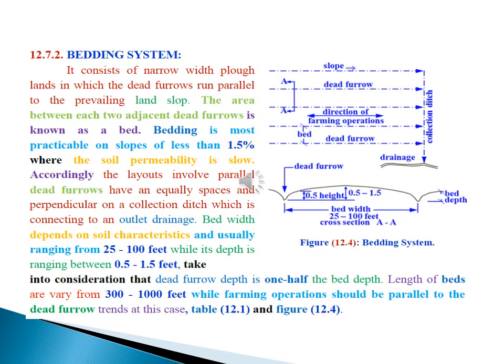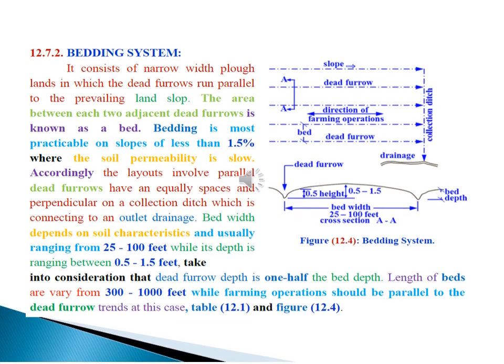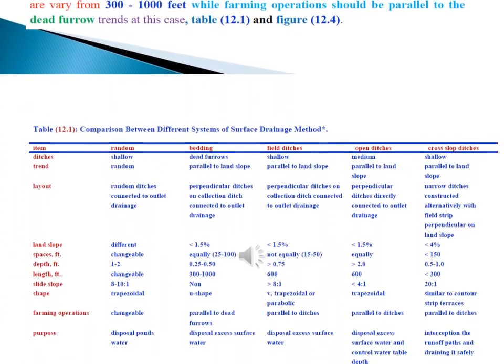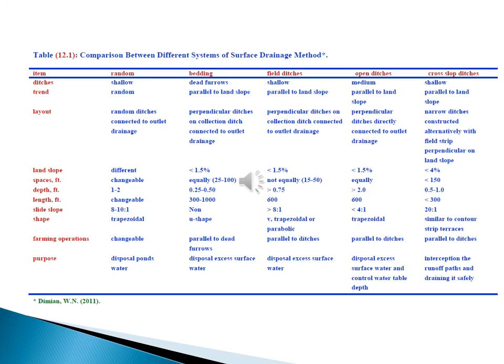Number 2. Bedding system. Really, it consists of narrow wet plough lands in which the dead furrows run parallel to the prevailing land slope. The area between each two adjacent dead furrows is known as a bed, as shown in the enclosed figure. Table showing comparison between different systems of surface drainage methods.